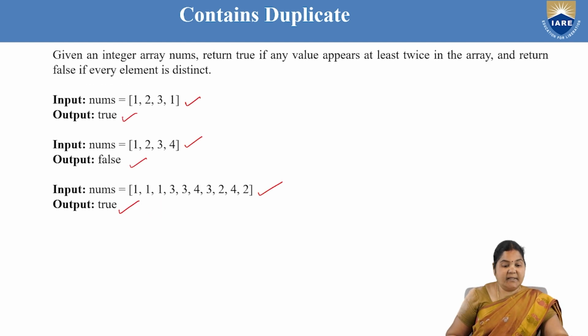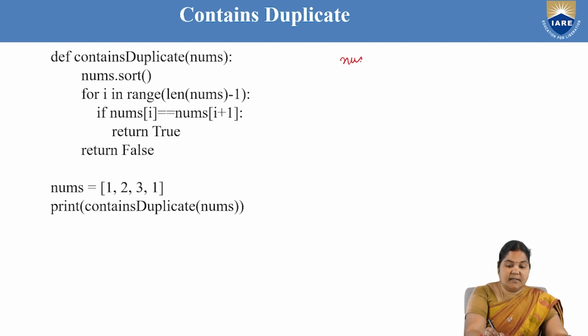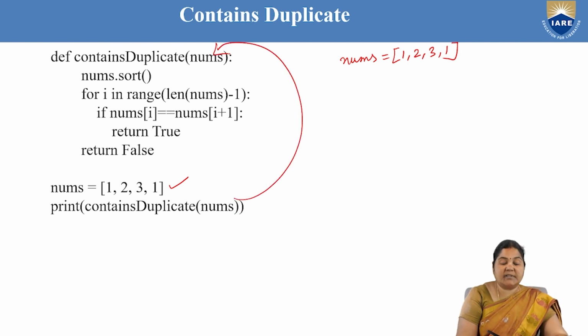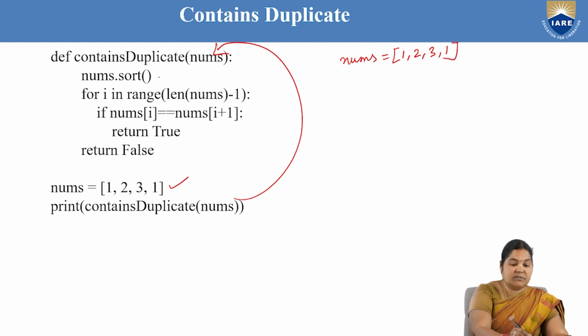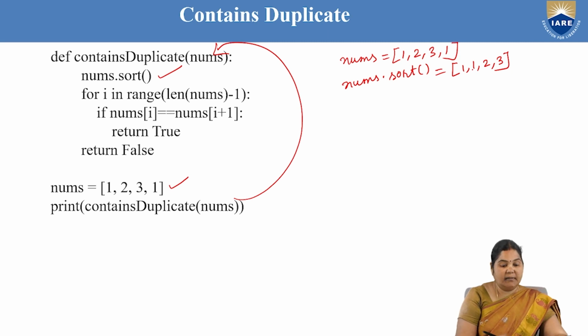Now, if you take any test case, let us take the nums array containing 1, 2, 3, 1. We are passing the nums array to the function. The name of the function is containsDuplicate. First of all, we want to sort it. If you do nums.sort(), then how will my output look? It will look like 1, 1, 2, 3. It is sorted. Right?